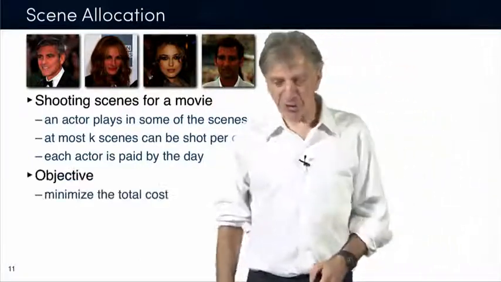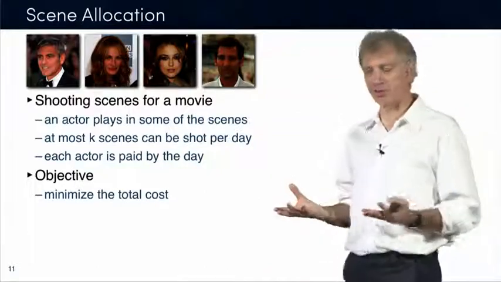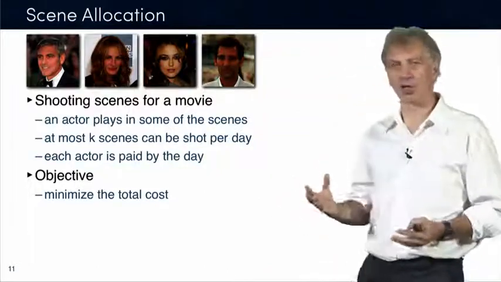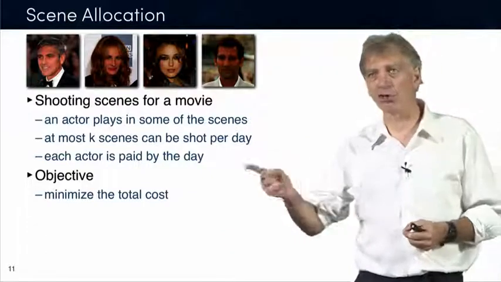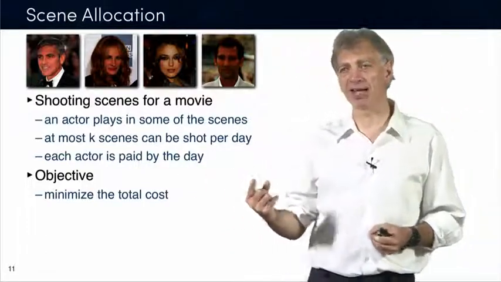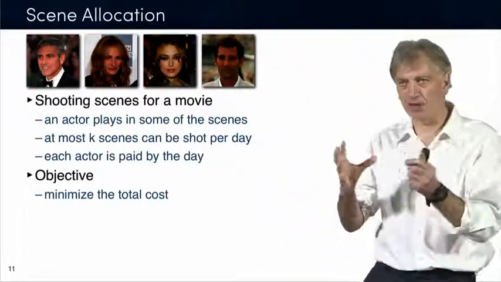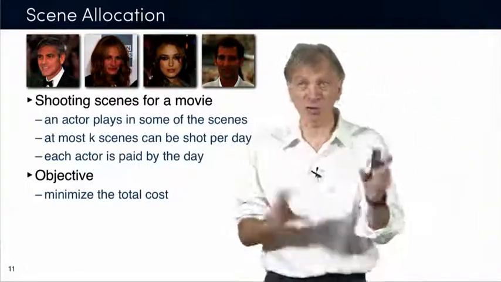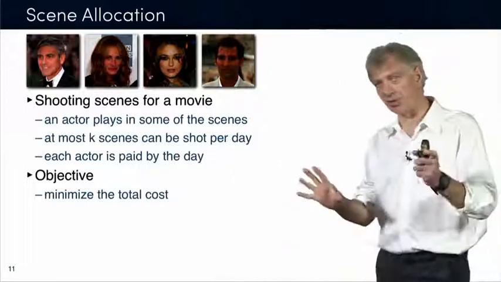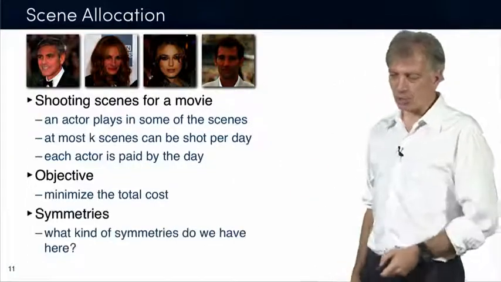So the objective is, of course, you're the producer of this thing. You want to minimize your cost. So you want essentially to schedule the actors such that they don't spend too much time on the set, and you cluster the scenes in which they appear at the same time. But of course, different actors are playing in different scenes, so you have this tension. And of course, they have different fees. So how do we do that?